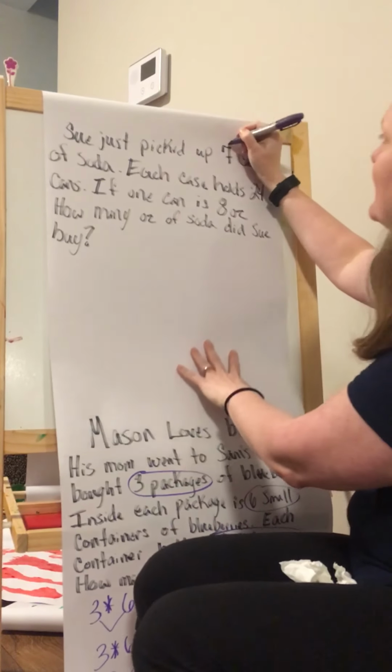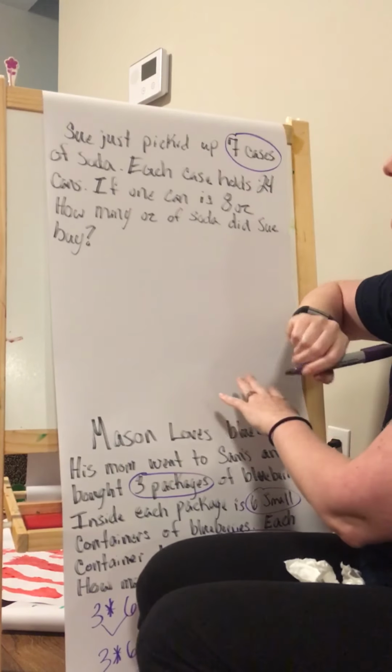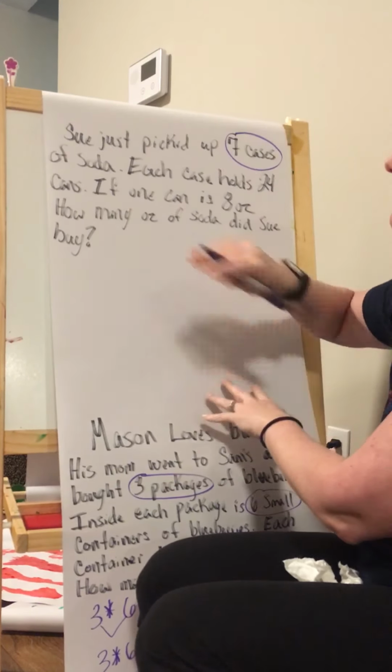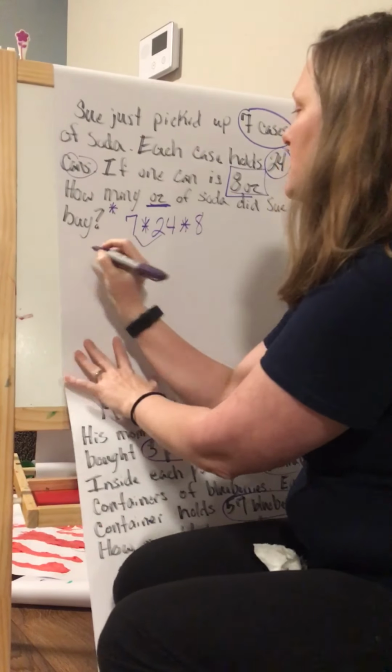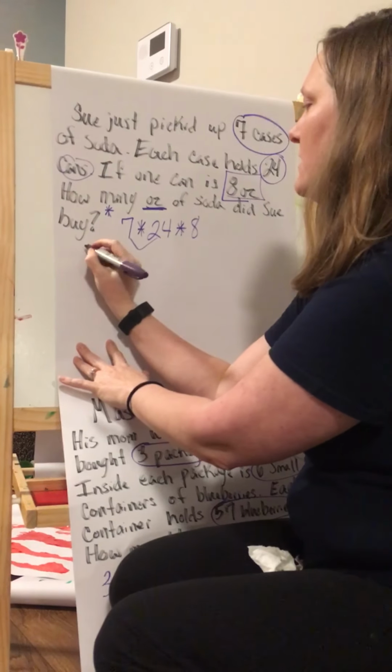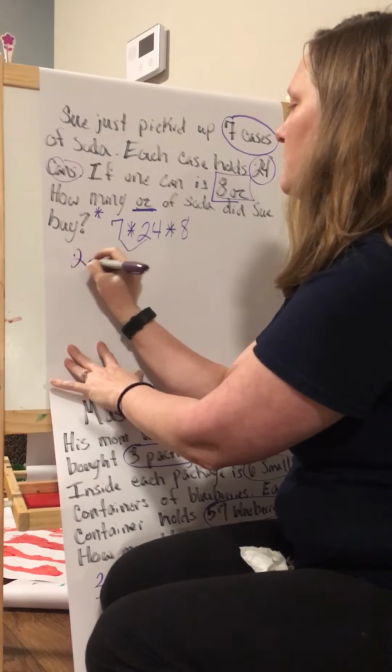So Sue picked up 7 cases of soda. Each case holds 24 cans. And then one can is 8 ounces. So the question is, how many ounces of soda did she buy? We're still multiplying. So our problem is 7 times 24 times 8. Okay, so we're going to work this out, working from left to right. 24 times 7. Okay, so I'm going to put 24 on top.